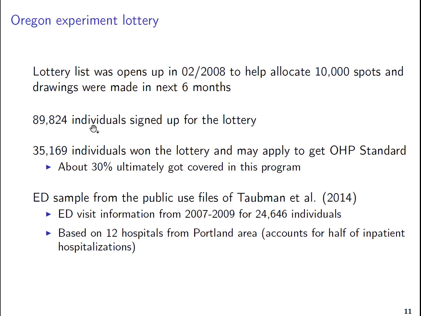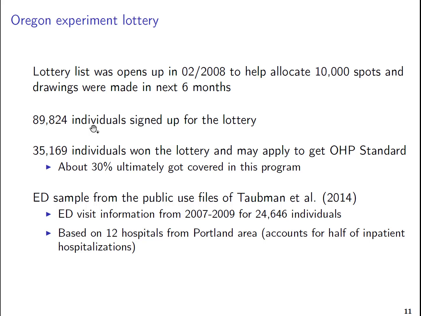Right, so this is the emergency department sample. So we use exactly the same sample. We've got visit information going from 2007, before the lottery, all the way through 2009 for about 24,000 individuals. This is based on 12 hospitals from the Portland area.